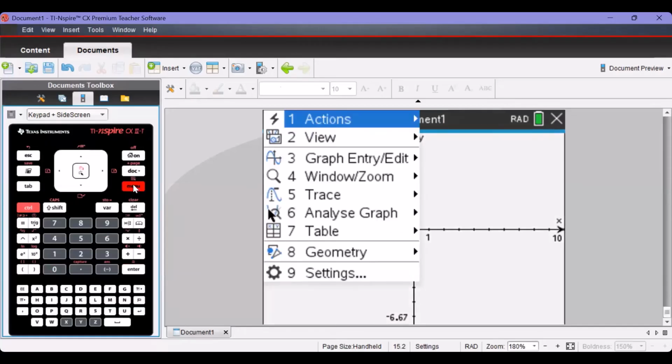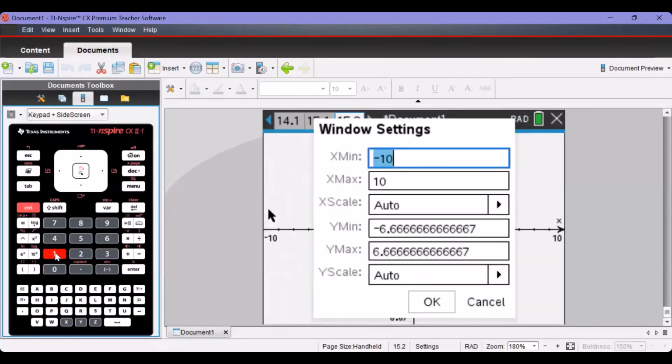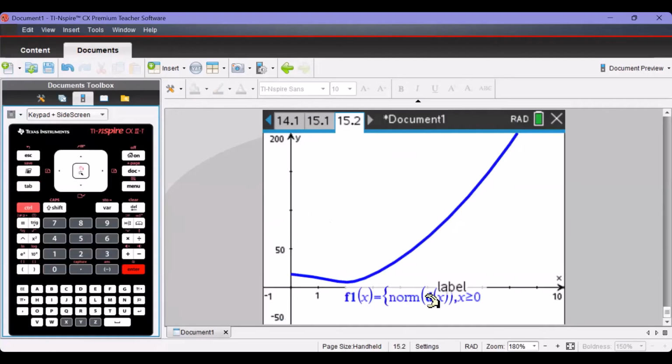So if we press Menu and then go to Window Zoom, so press 4, Window Settings, 1 or Enter. So something like an X min of 1, X max of 10 is fine. Go up in ones if you like, press Tab. Something like -50 for Y min, and then press Tab, and a Y max of 200. Y scale of 50, something like that would be fine. And then press Enter. And up comes the graph, all good.